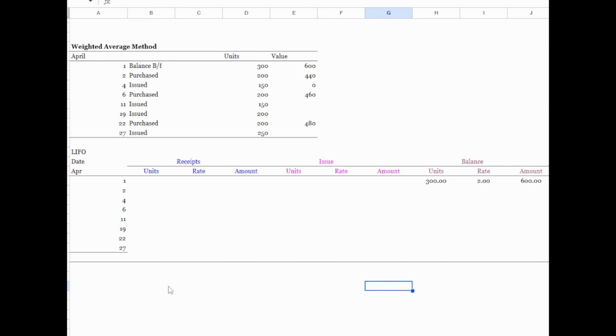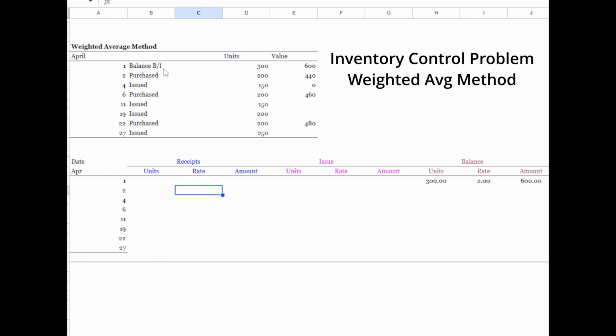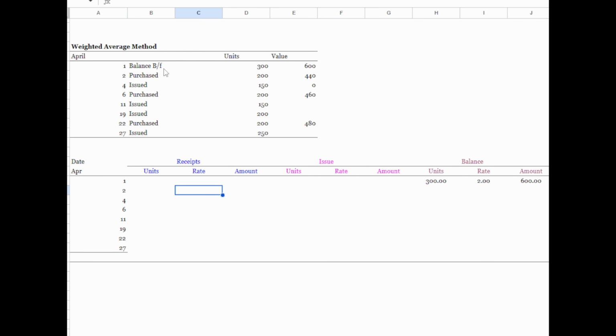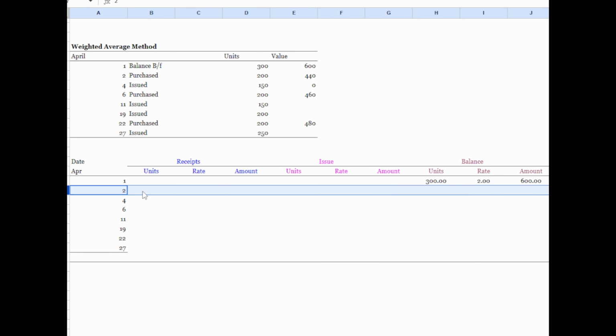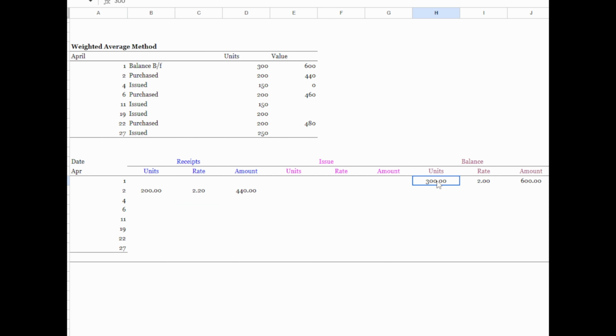The same problem, we will address it through the weighted average method. The weighted average method is very easy. So here, when you are computing the balance, you will calculate the weighted average rate. How do you do that? We will see. So on 1st April, you have the balance brought forward, which is already there in the balance. Next, on the 2nd, there is a purchase of 200 units. So what happens to the balance? The units get added, the values get added, and then the rate is computed.